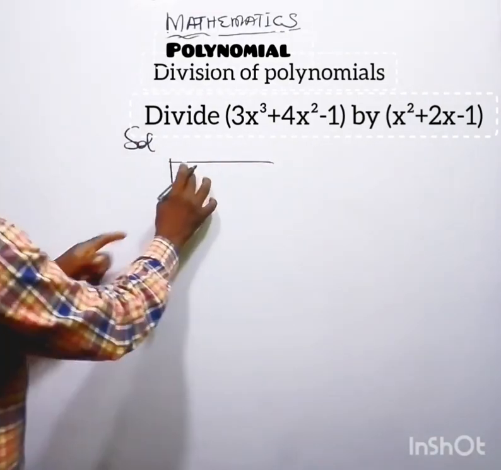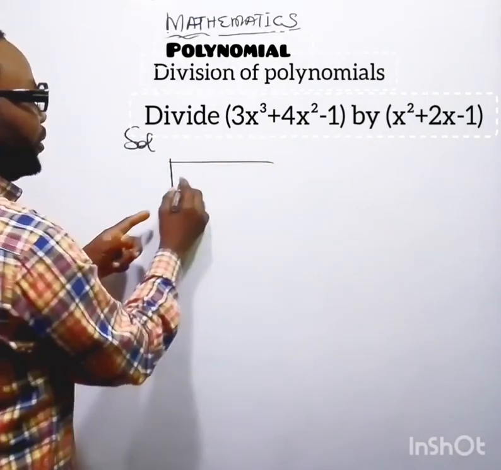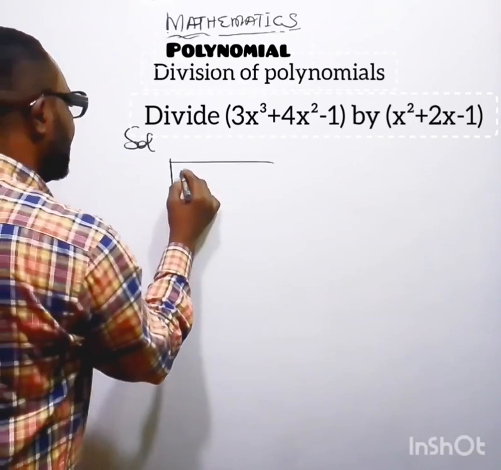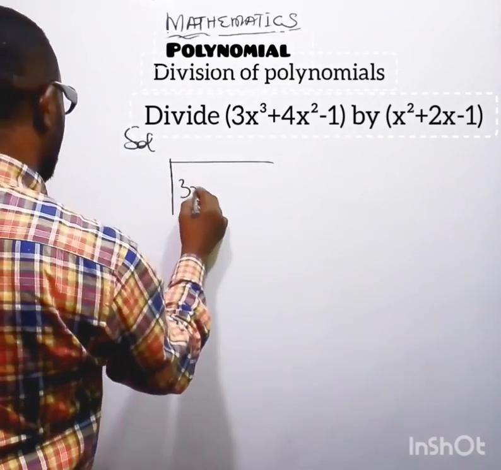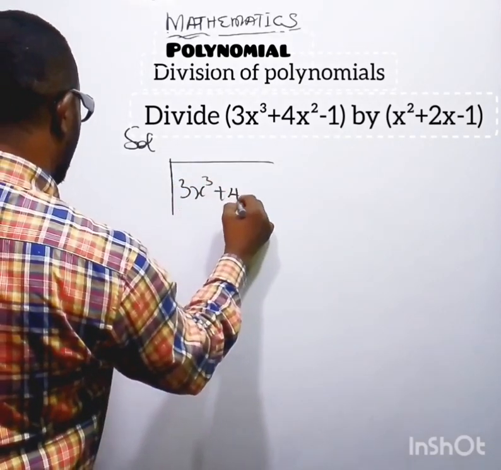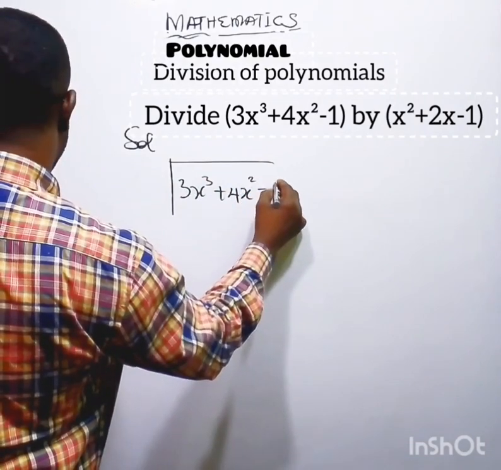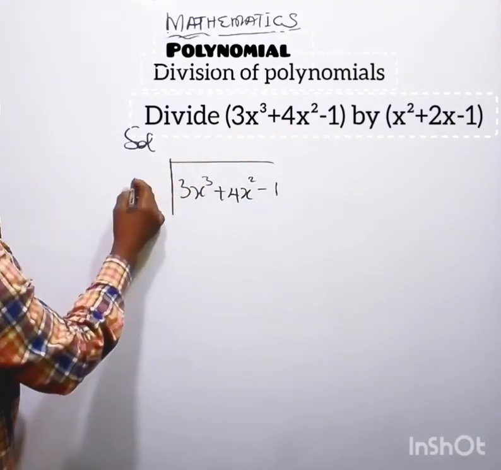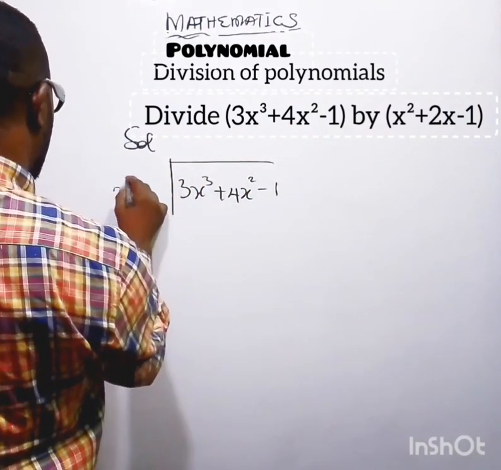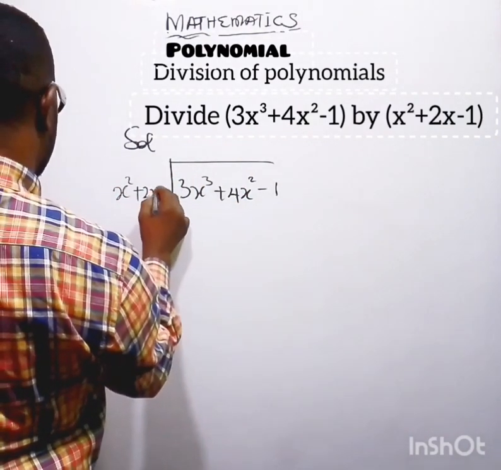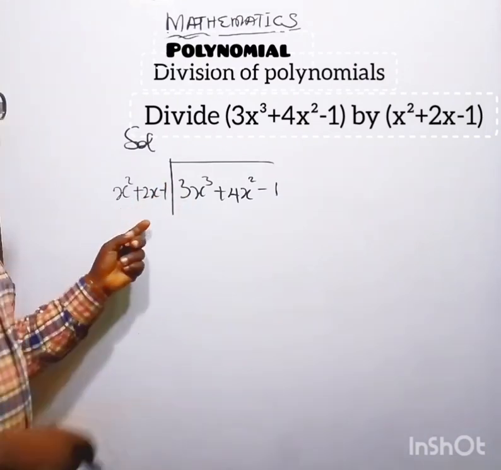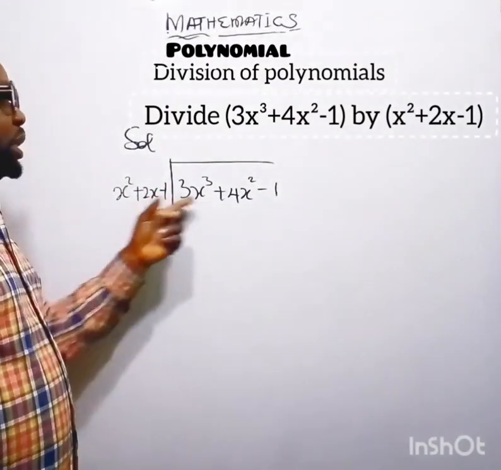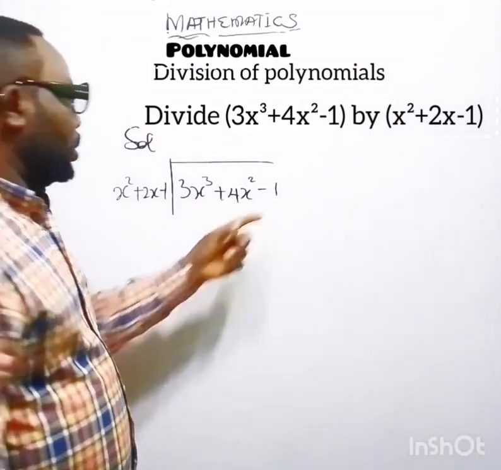We are going to put our polynomial here, which is going to be in the form of a function of x. Our polynomial is given to be 3x cubed plus 4x squared minus 1, and our divisor, as we have in the question, is x squared plus 2x minus 1. That is what we are asked to use in dividing this polynomial.